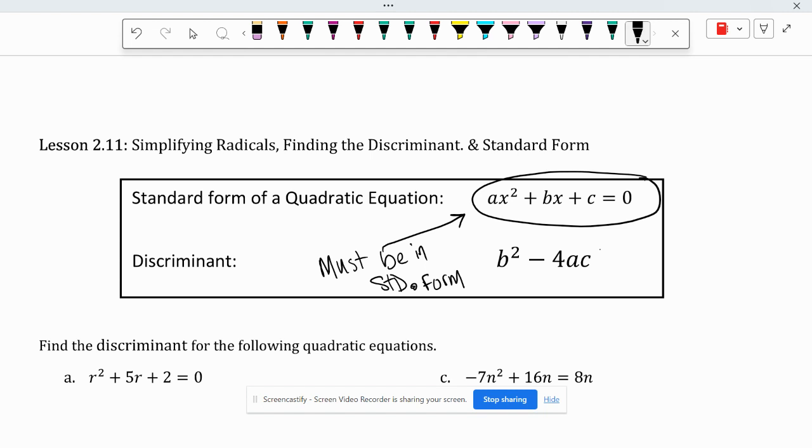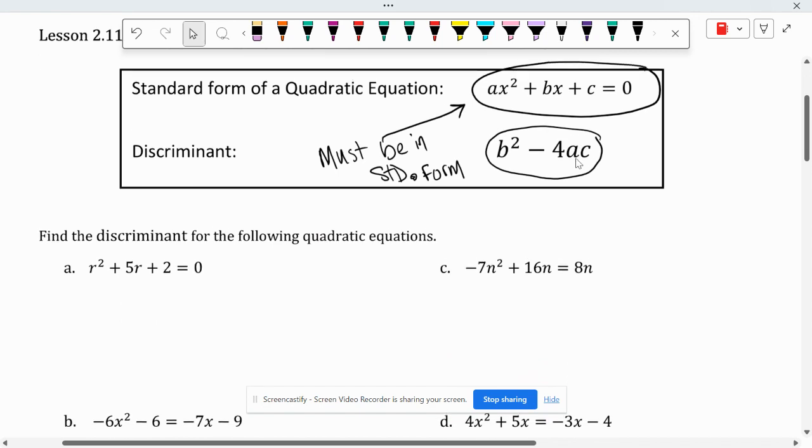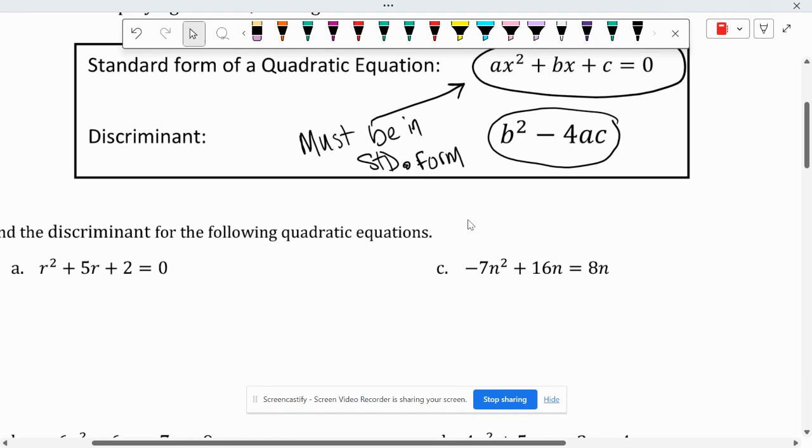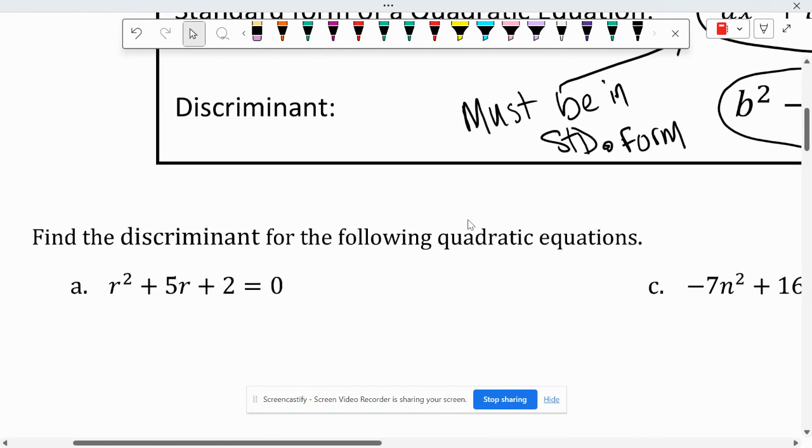Today, we're just going to focus on finding the discriminant and simplifying radicals, okay? So again, first thing that we want to do is make sure that we are written in standard form.